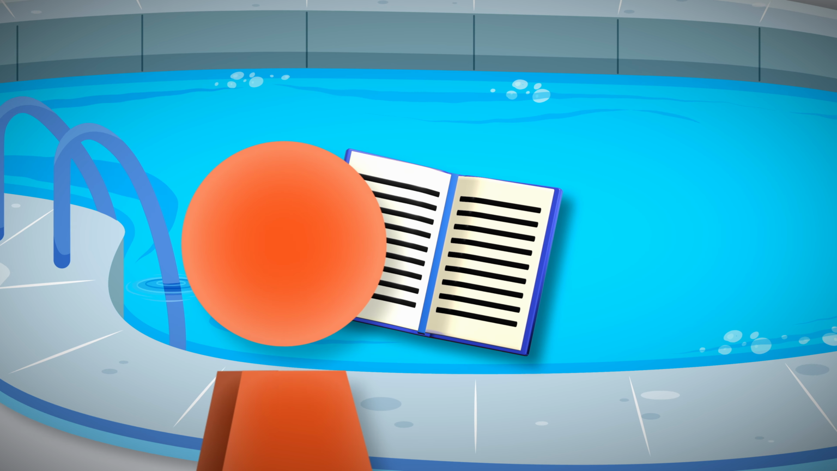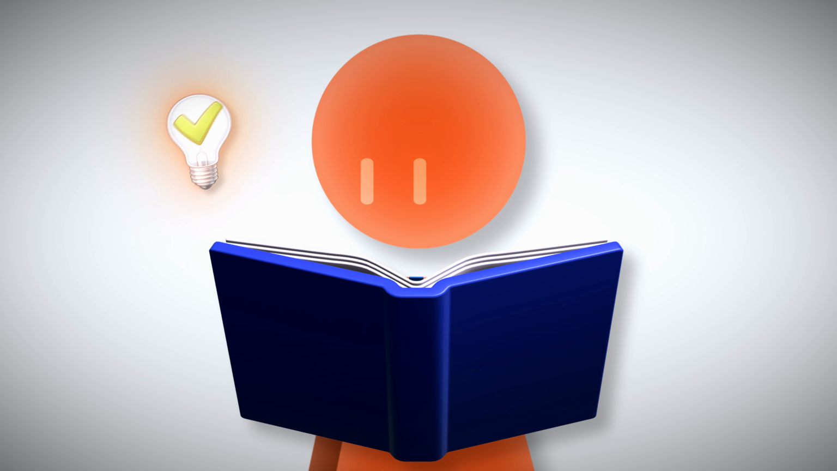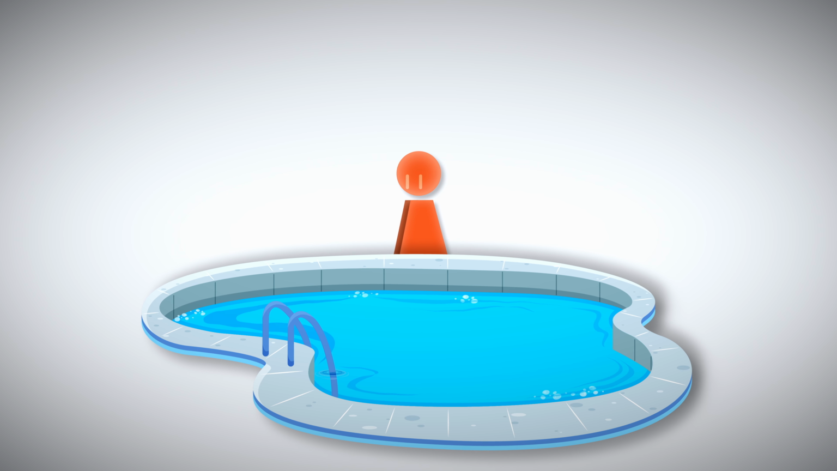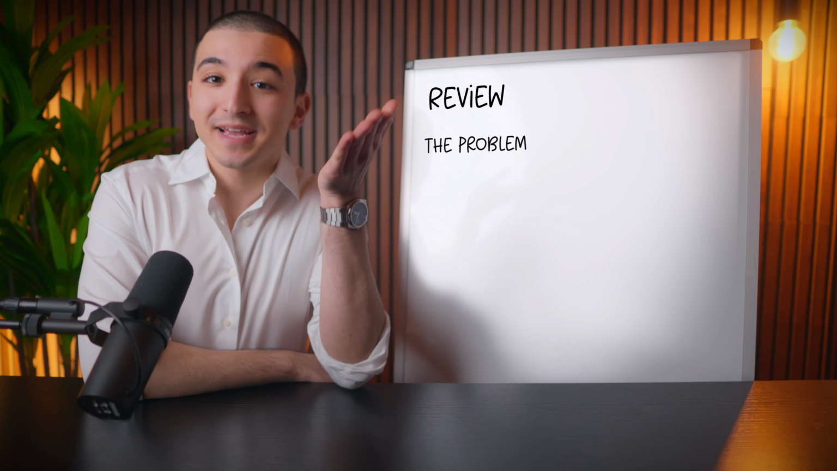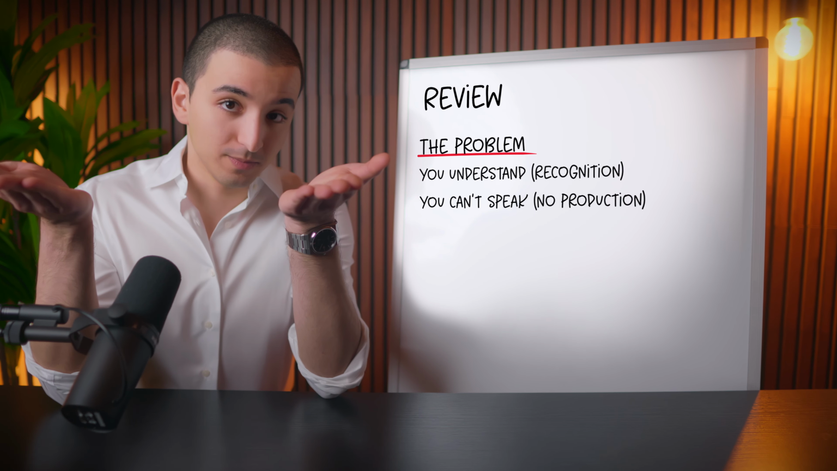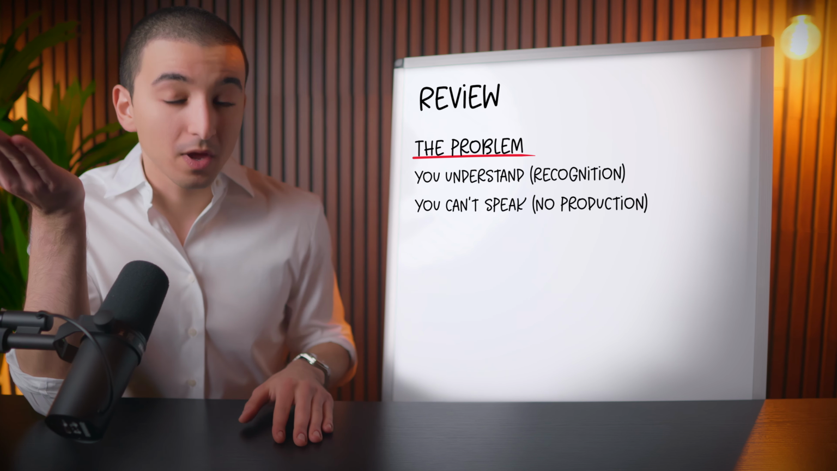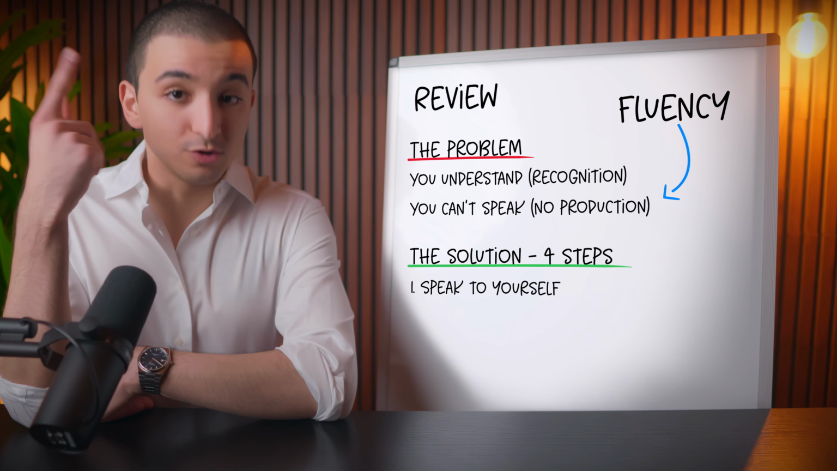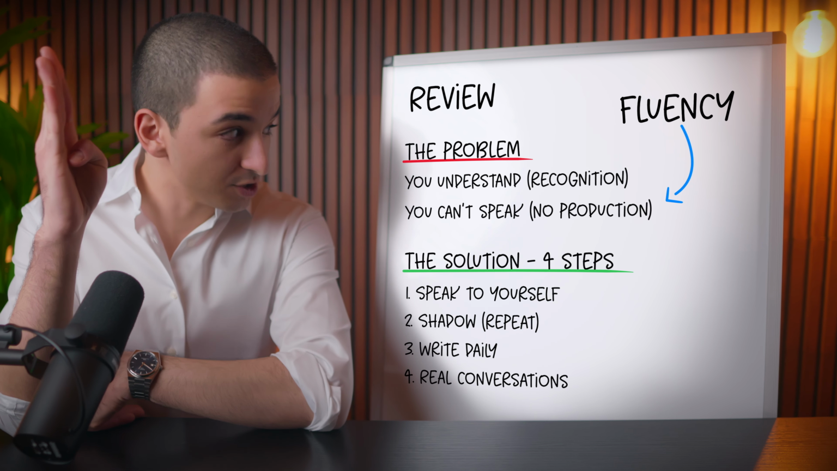Think about it like this. You can read books about swimming and understand how water works. But if you never jump in the pool, you will never learn to swim. English is the same. Let's review. You understand English but can't speak because you trained recognition, not production. Recognition means you understand, production means you create. Fluency needs production. You fix this by speaking to yourself, shadowing, writing daily, and having real conversations.